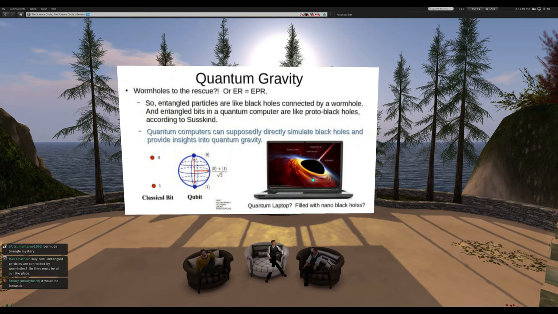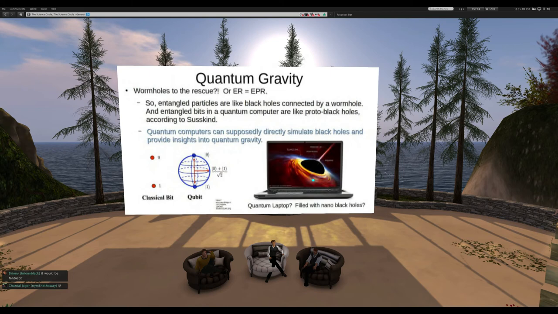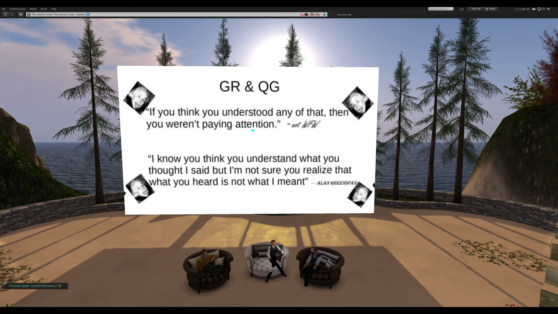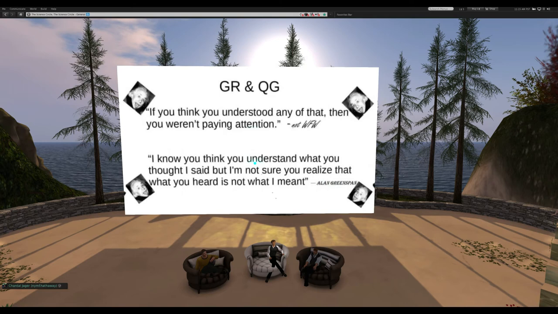So maybe someday, maybe in 10 years, who knows, we'll have quantum computing laptops. They're filled with all these nano black holes, and we can actually do some serious work on quantum gravity, even in our own homes with our own quantum laptops. Who knows?